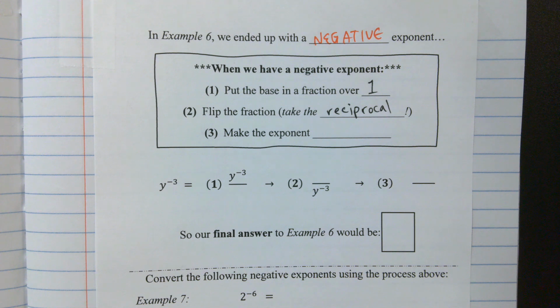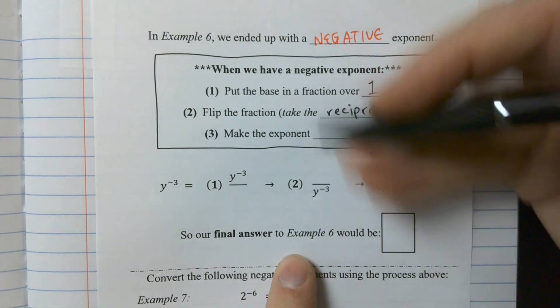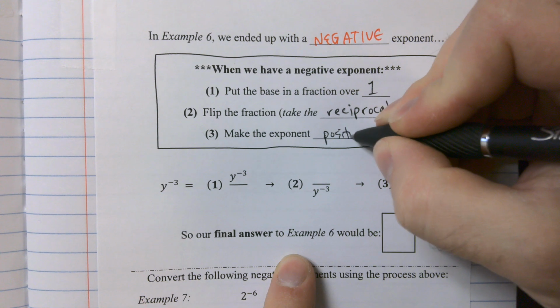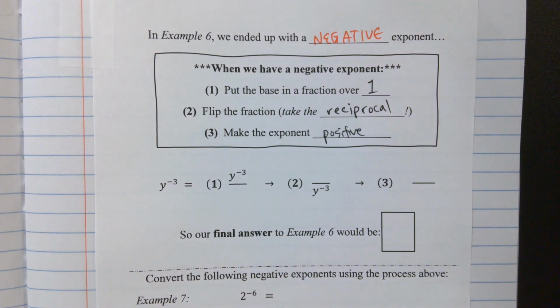So what's now my numerator of this fraction going to be when I flip it around? 1 over. It's not just y, right? It's y to the negative 3. Okay, we flipped it. Once we flip that fraction, you're just going to make the exponent positive. So we get rid of that little negative sign. Boom. And that's our answer right there.